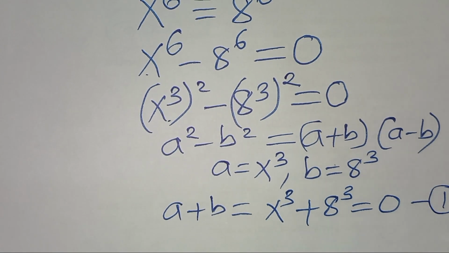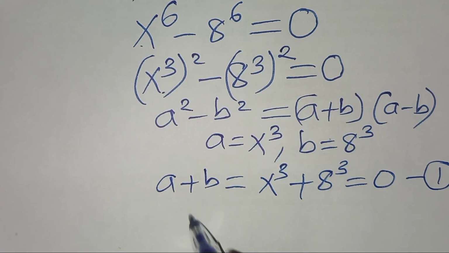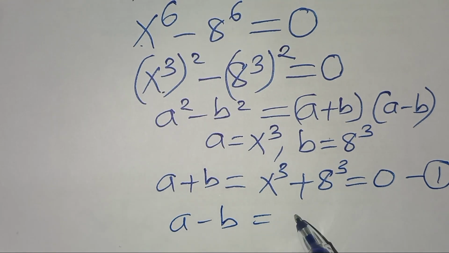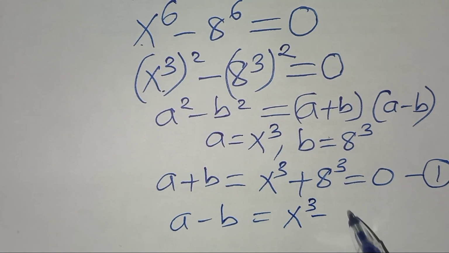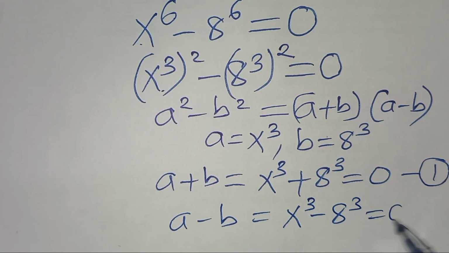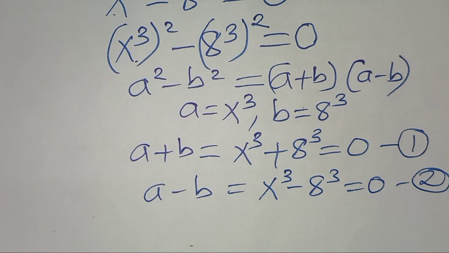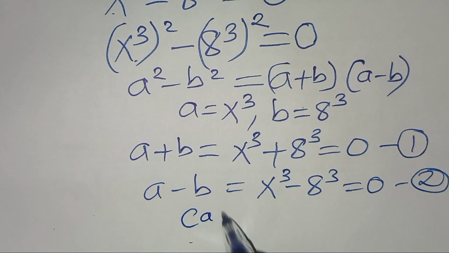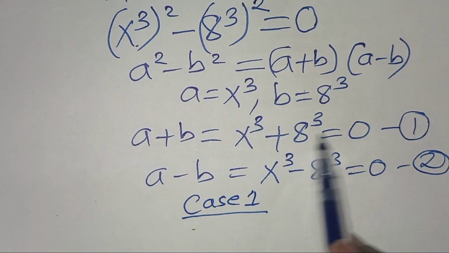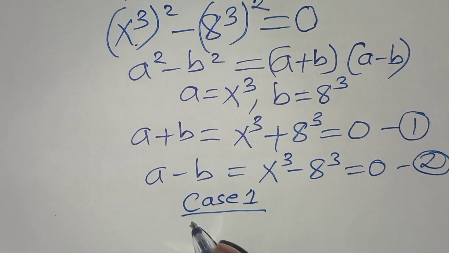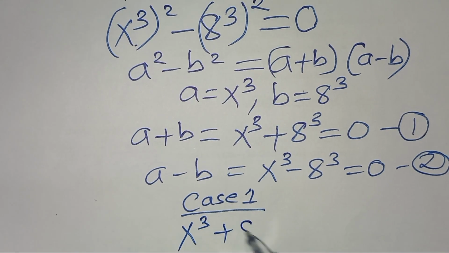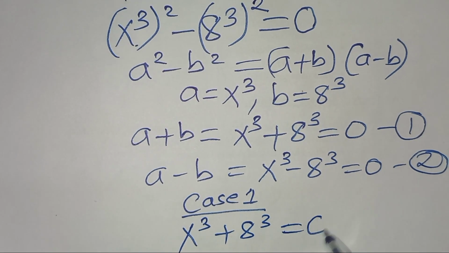Let's call this equation 1. Now, we have that a minus b is equal to x to the power 3, subtract 8 to the power 3. This is equal to 0. Let's call this equation 2. The next step here, let's solve case 1. Case 1 here is equation 1, which is x to the power 3 plus 8 to the power 3, equal to 0.